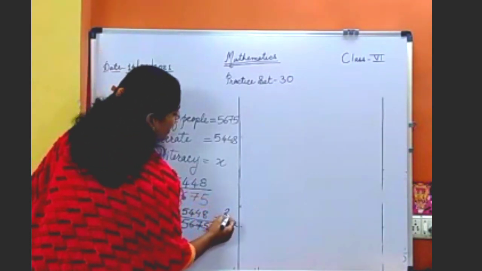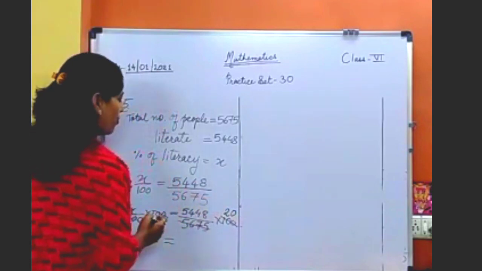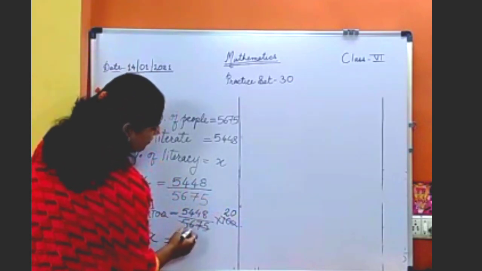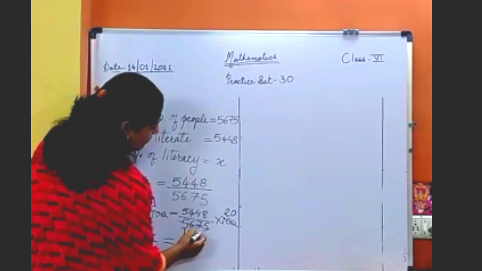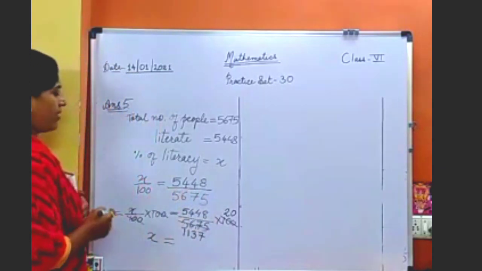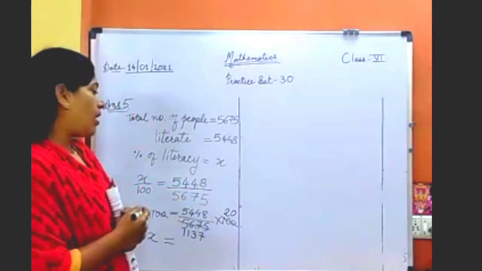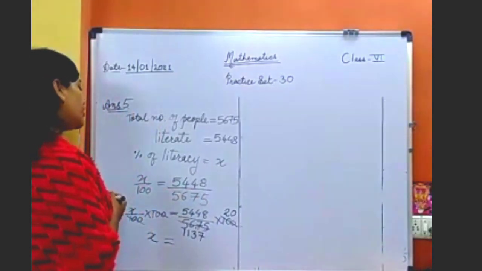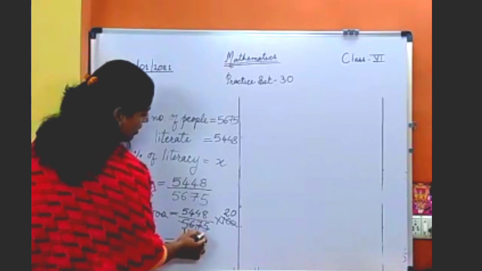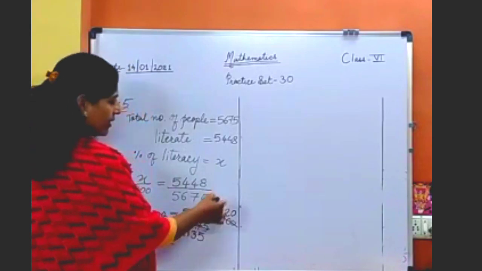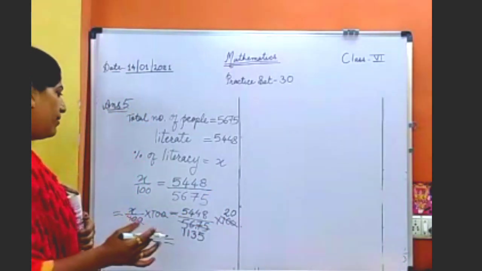5 2s are 10, 5 zeros are 0. 5 ones are 5, 5 ones are 5, 5 3s are 15, 5 7s are 35. Okay. Now let us see in which table it may come. It will become 17, 5 3s are 15, 5 5s are 25. Again we can cut this number with 5.